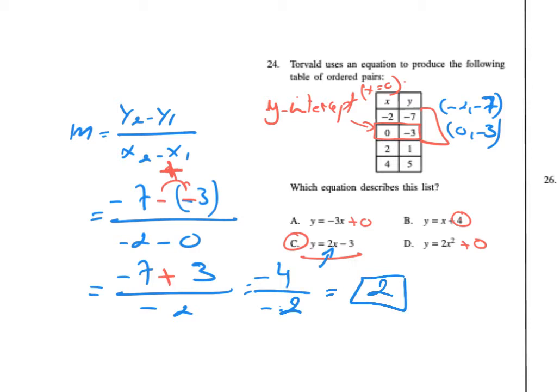However, we don't have to do this. We don't have to solve to find the slope because we just got it through the y-intercept. It shows that the y-intercept is -3.